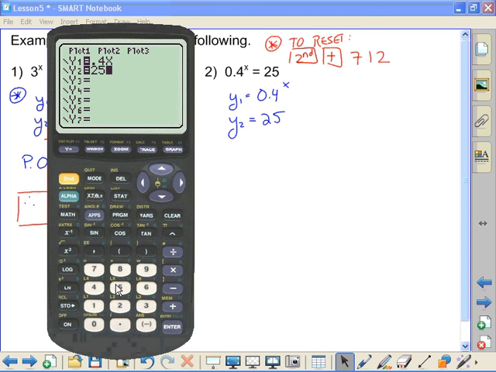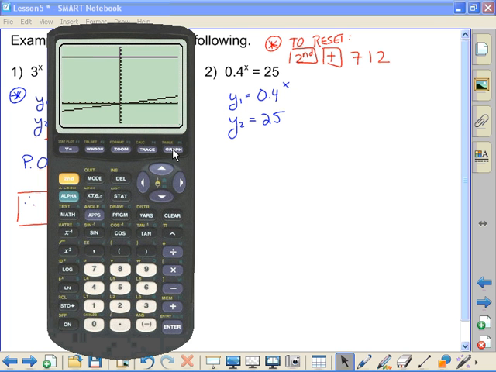Now I go to the window. I know that my y value's got to go up above 25, so I'm probably going to pick 30. The x values, I'm hoping that it's pretty close. If not, I'm going to have to go back and check those x values. When I hit graph, there is the curve, the 0.4x, and there's the 25. So they don't even meet. So I have to go back to my x value. And the question is, where are they going to meet?